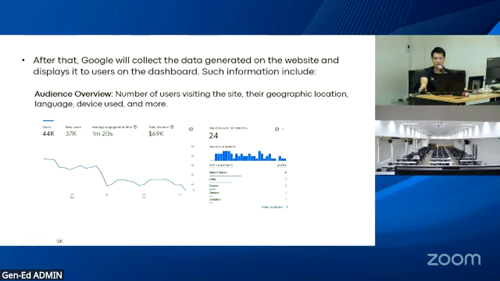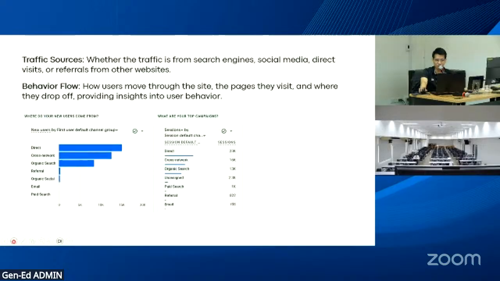More, they will detect the language that your customers use, the device they use, maybe iPhone, Android, Windows, Mac, etc., and more. It's a very analytical tool that gives you insight into what customers are looking for. The traffic source, whether the traffic is from search engine, organic search, social media, direct visits or referrals from other websites.